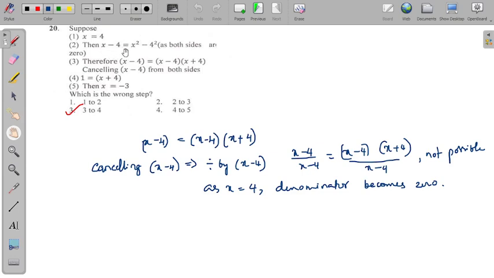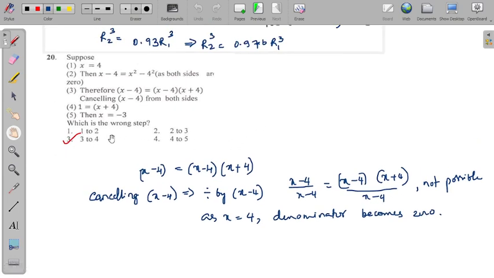After getting this x minus 4 equals x square minus 4 square, then we are splitting it as x minus 4 into x plus 4 using the a square minus b square formula. Then to cancel x minus 4, we have to divide throughout by x minus 4 on both LHS and RHS, which is not possible. When x equals 4, you can't do the division because it becomes division by 0, the denominator becomes 0. So that is the wrong step here, due to which we are getting x equal to minus 3, which is a contradiction to the assumption that x equals 4. Hence the 3 to 4 step, whatever the process done here, is wrong. Therefore the third option will be the answer for this question.